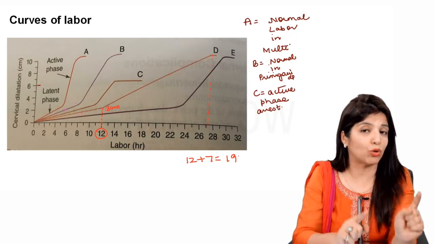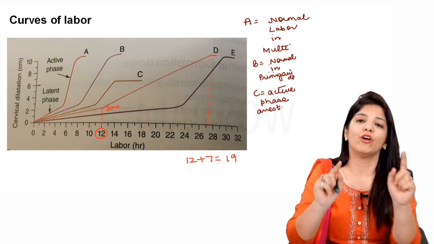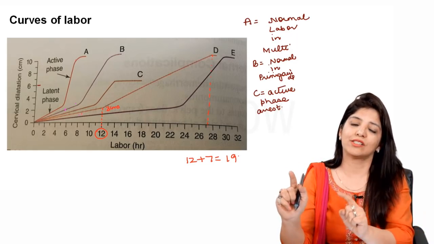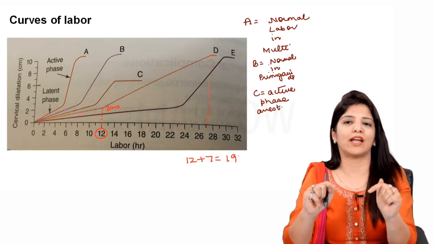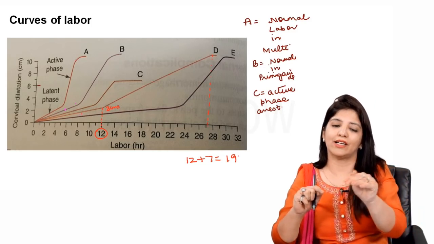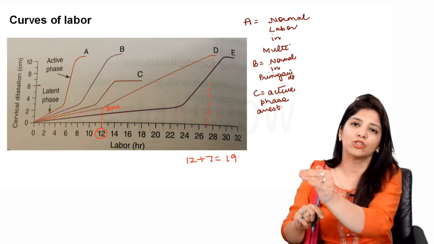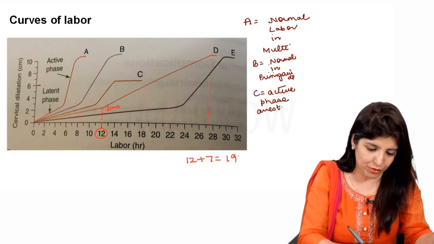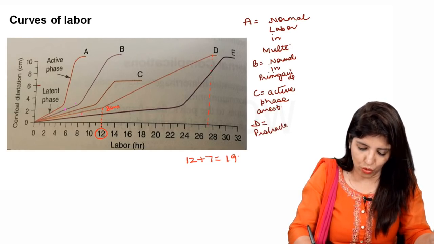There is no plateau, that means there is no active phase arrest. Here it is a case of protracted active phase. The active phase is happening slowly. It is not that the dilatation is constant. Dilatation is happening, but very slowly. So what is your graph D representing? It is representing protracted active phase.